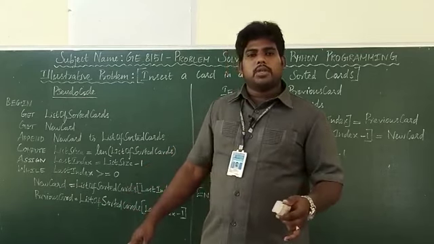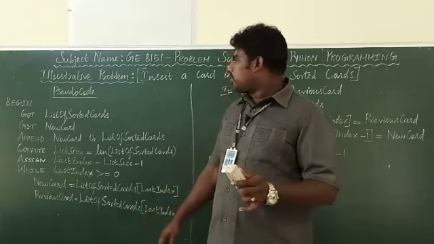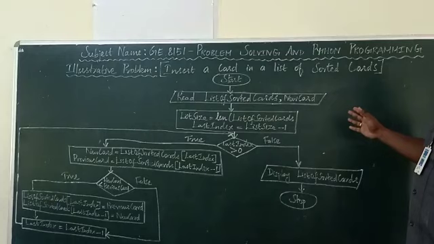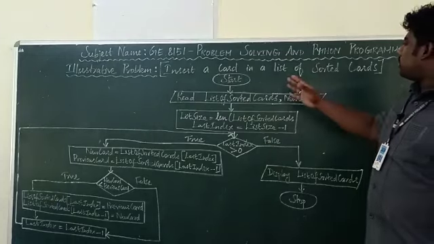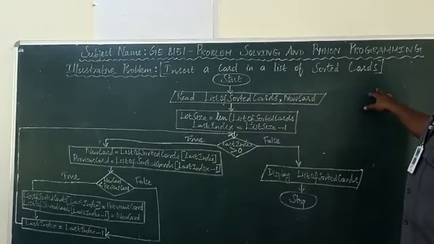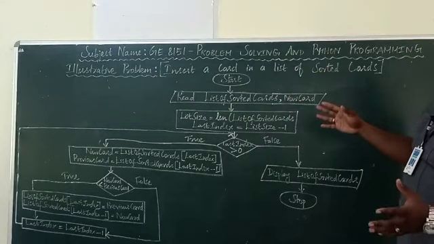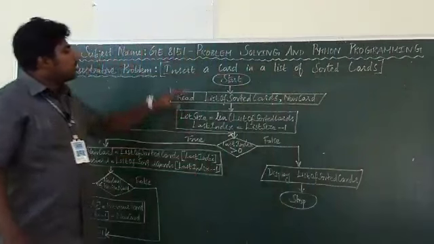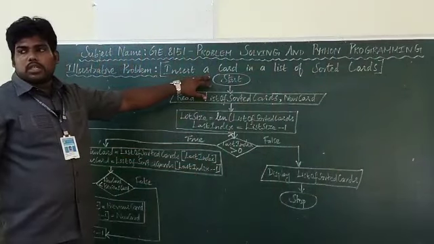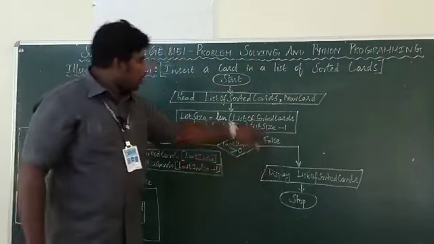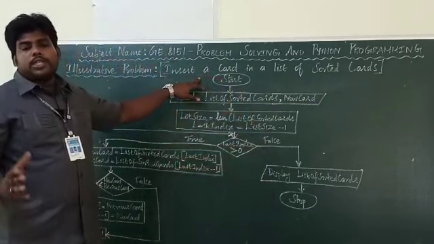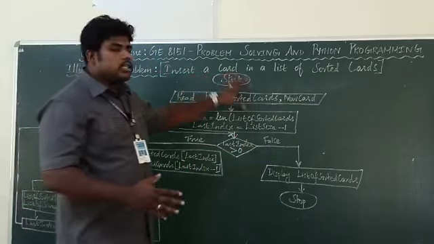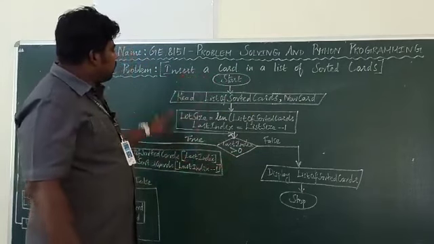Next we are going to see the flowchart for the particular illustrative example: insert a card in the list of sorted cards. Like your pseudo code and algorithm, the first step is the oval symbol, which denotes start. For start and stop, we put the oval symbols. Pseudo code is done with the help of keywords and flowchart is done with the help of symbols. So first start, then what's the next step?